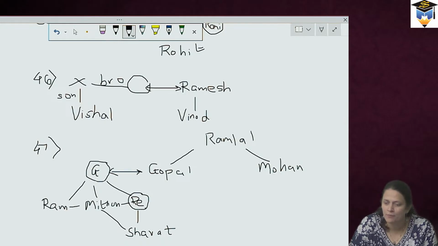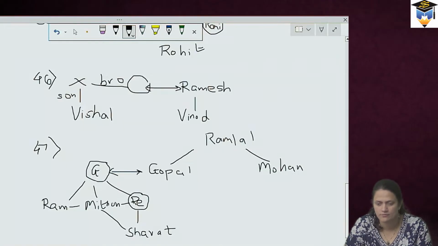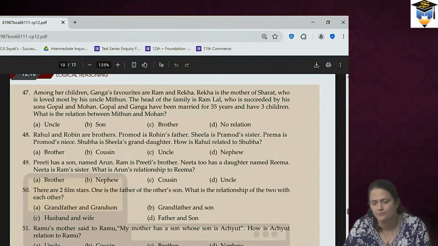So he will be an uncle to Mithun. He is Mithun's uncle, but it is not given. So the option is no relation. So you can write uncle then. A is the correct option.